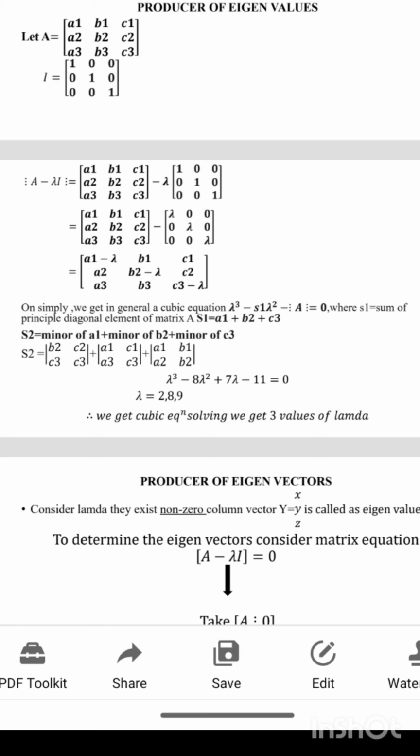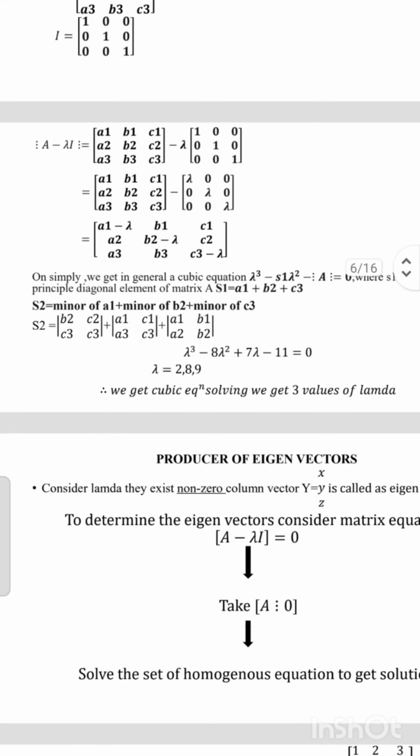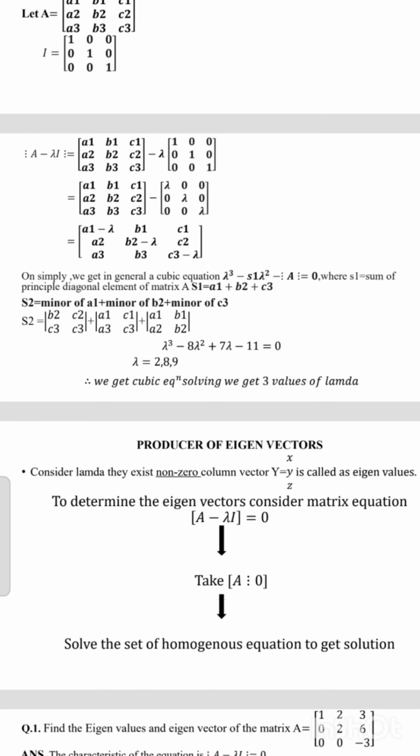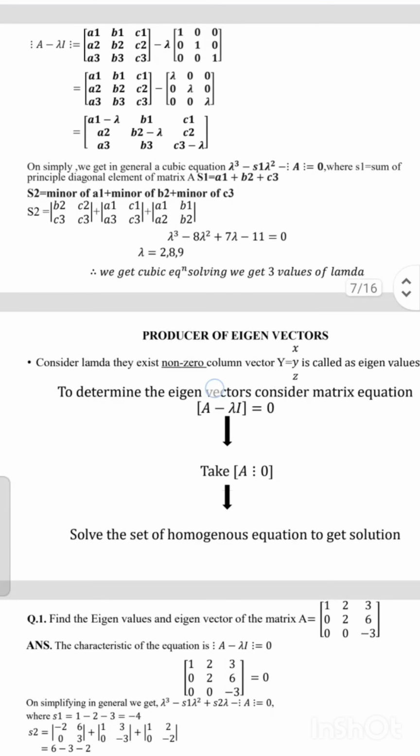Then it is equal to row 1 A1 minus lambda, A2, A3, row 2 B1, B2 minus lambda, B3, row 3 C1, C2, C3 minus lambda. On simplifying we get, in general, a cubic equation: lambda cube minus S1 lambda square plus S2 lambda minus determinant of A is equal to 0, where S1 is equal to the sum of the principal diagonal elements of matrix A, S1 is equal to A1 plus B2 plus C3. S2 is equal to the minor of A1 plus the minor of B2 plus the minor of C3.